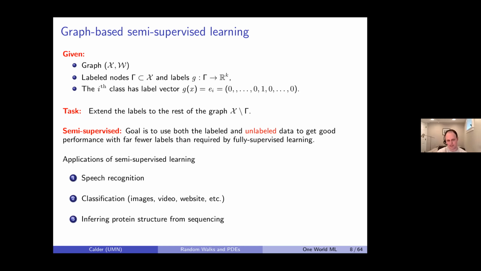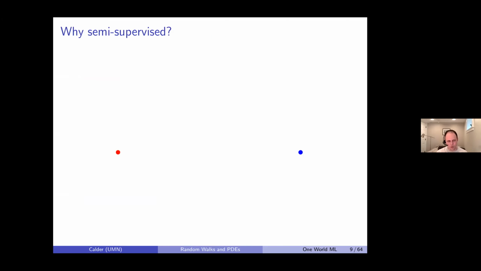Applications of semi-supervised learning show up in lots of problems where it's costly to obtain labels because a human has to look at data to assign a label, but we have an abundant amount of unlabeled data that we can use to improve learning outcomes. So this includes things like speech recognition, image, video, website classification, and some problems from mathematical biology, among many other applications. So why is it useful first to look at semi-supervised learning?